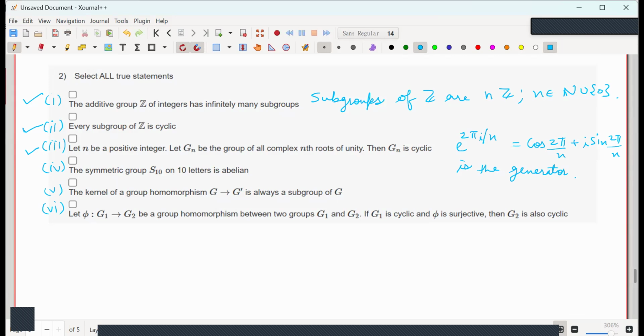So all clear? GCD one ones are called primitive roots, sir? All GCD one ones are called primitive roots. Primitive means the generator of the group containing all nth roots, and those generators are precisely the ones which have this k to be co-prime with n. That is what you say, GCD one. Clear?